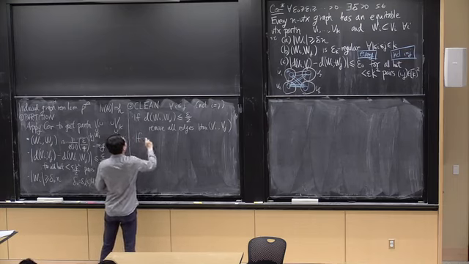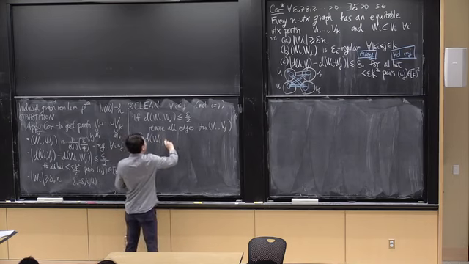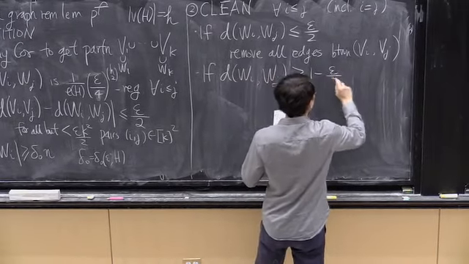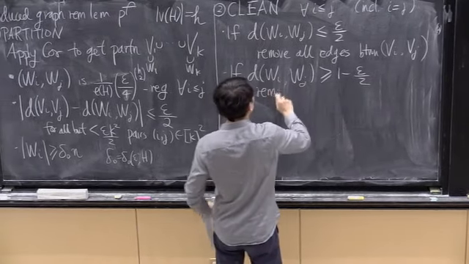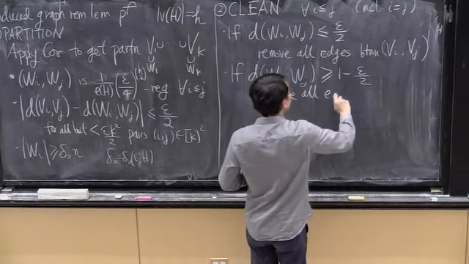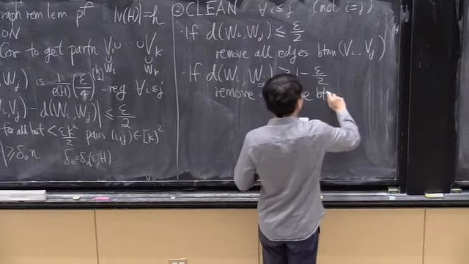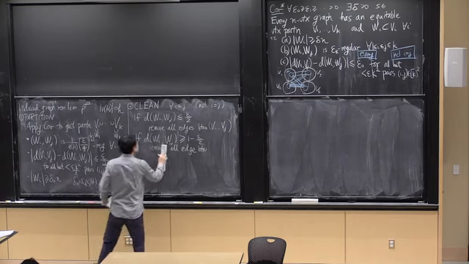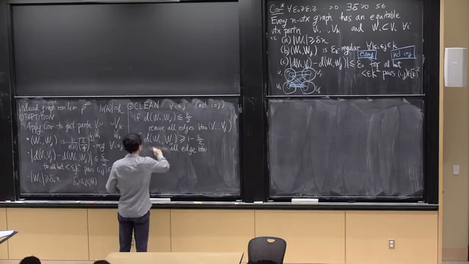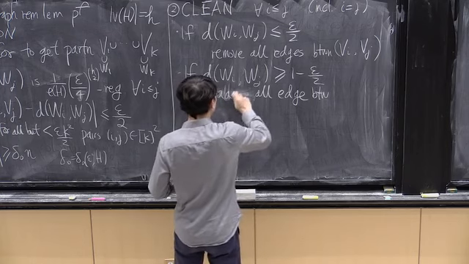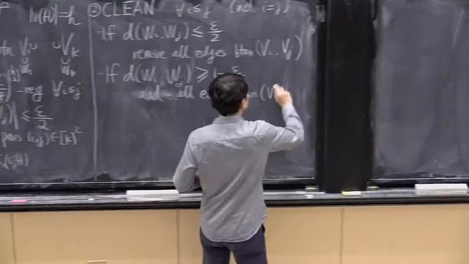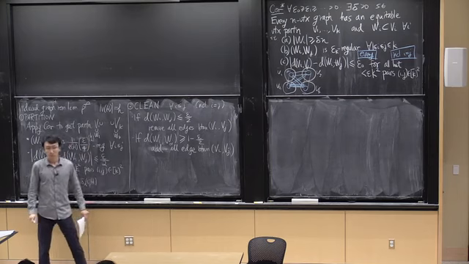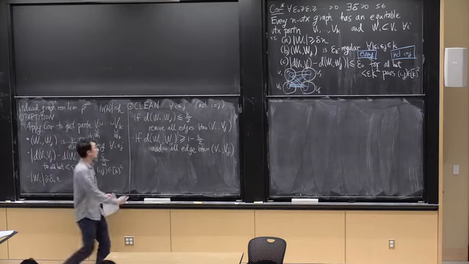And if the edge density between the Wi's is too big, then we add all edges between Vi and Vj.